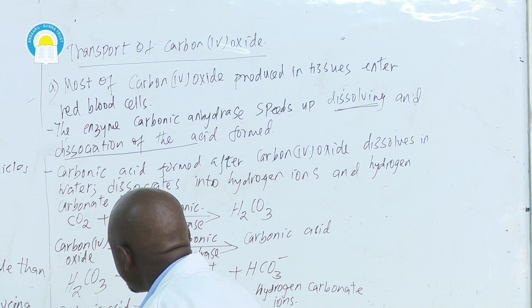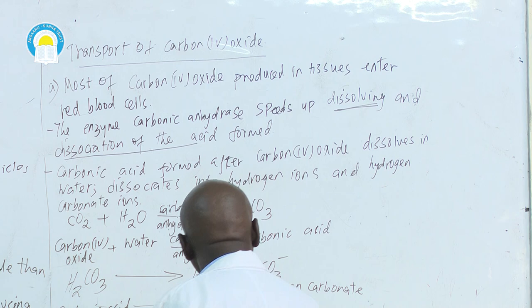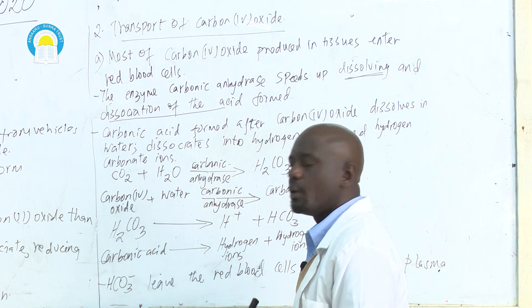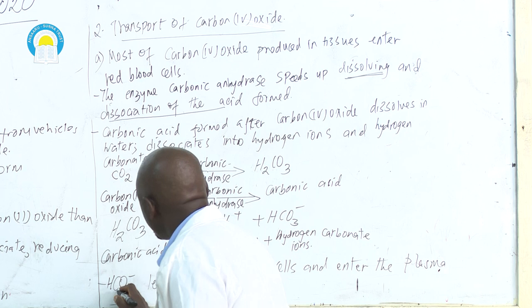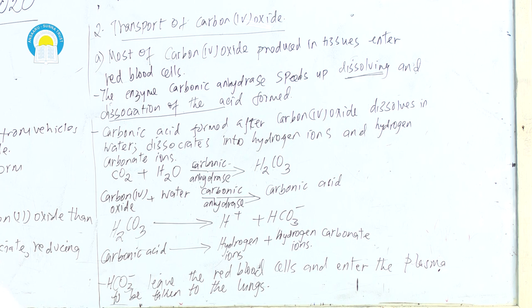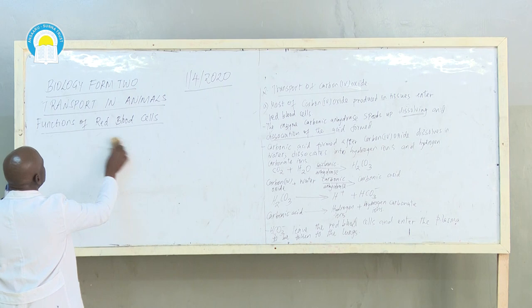Hydrogen carbonate ions leave the red blood cells and enter the blood plasma, from where they are taken to the lungs. On reaching the lungs, the hydrogen carbonate ions form back the carbon dioxide, which is eliminated in exhaled air.